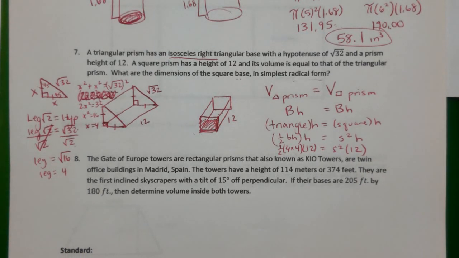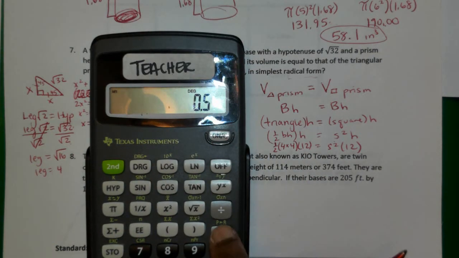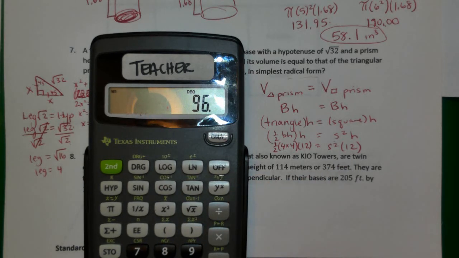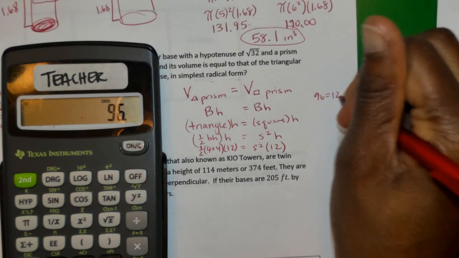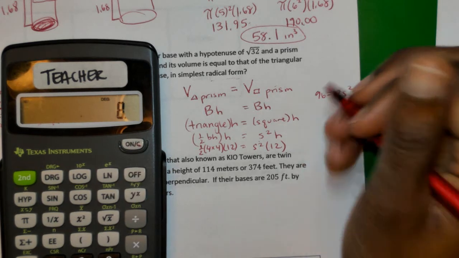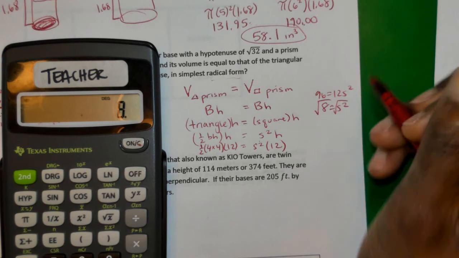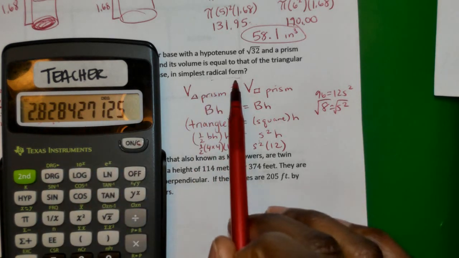Okay, and then you just evaluate the left side. 0.5 times 4 times 4 times 12 is 96. So 96 equals 12s squared. Dividing both sides by 12, we get 8 equals s squared. Square rooting both of these, normally we could just do that, but this gives us a decimal and they want it in simplified radical form.